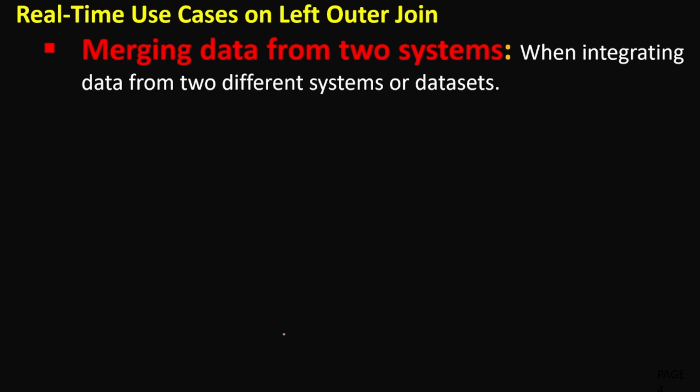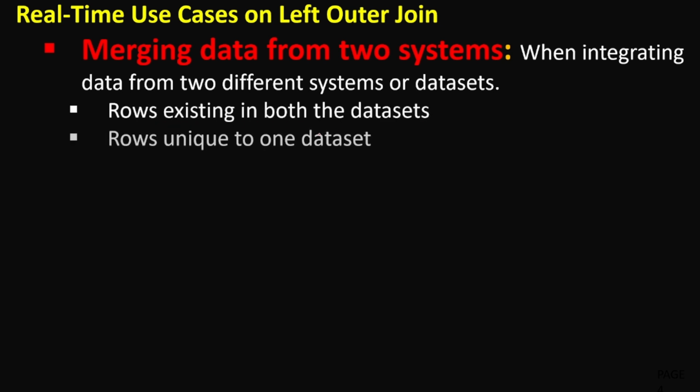The first use case: merging data from two systems. So we have two systems at different places, and we are going to integrate them, so we are going to merge data from these two. There is a possibility that there are rows existing in both data sets, and there is a possibility that rows are unique to one data set, but still, whether records are unique or matching, we want to merge them together. And that's where we can do a full outer join.